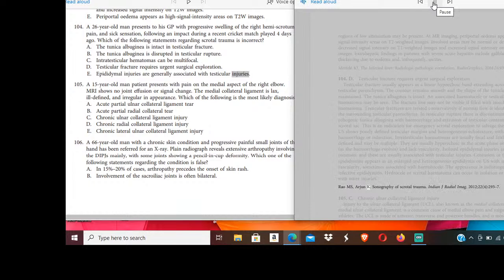Rao MS, Arjun K. Sonography of Scrotal Trauma. Indian J Radiol Imaging. 2012;22:42-7.